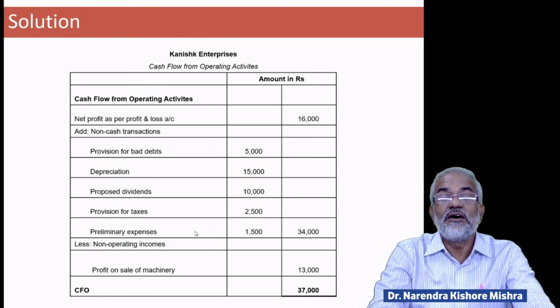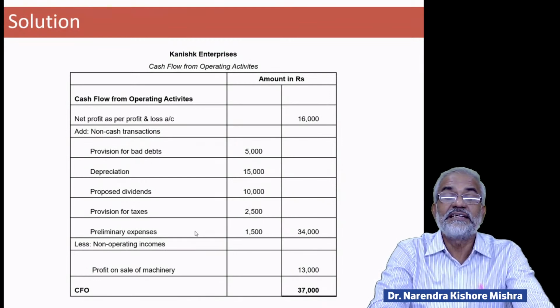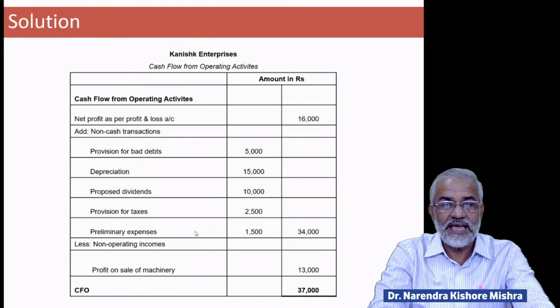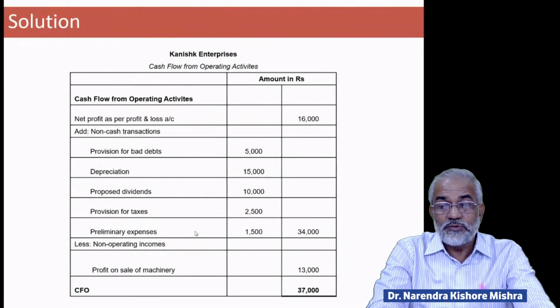Preliminary expenses written off. It's not an expense incurred. It is the expense which is written off. Expenses incurred earlier, but now it is written off, so to that extent there is no outflow of cash. So this 1,500, although it is being debited to the profit and loss account, doesn't result into outflow of cash. That's why it is added to the net profit for determination of the cash from operation.